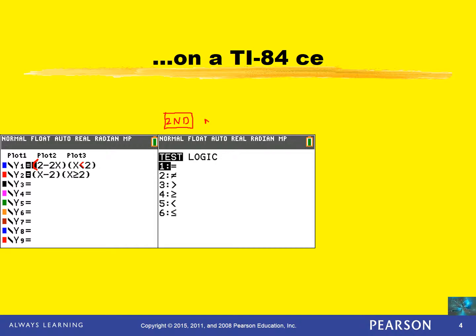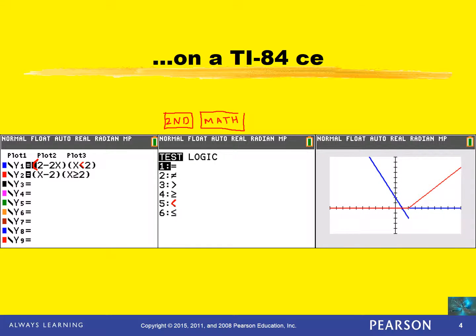Second, math. And then 5 is going to give you the less than symbol that we used in the top rule, which is the rule for y1. And second, math 4 would be what we'd use to get the greater than or equal to symbol that we need in y2. The result ends up looking like that.